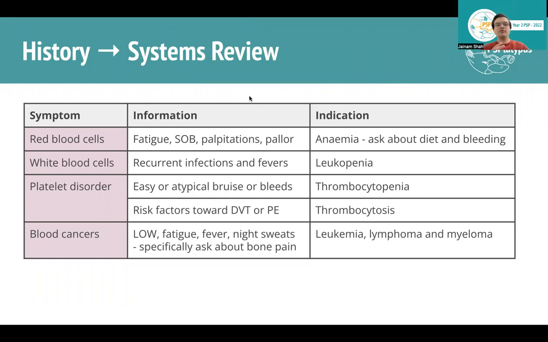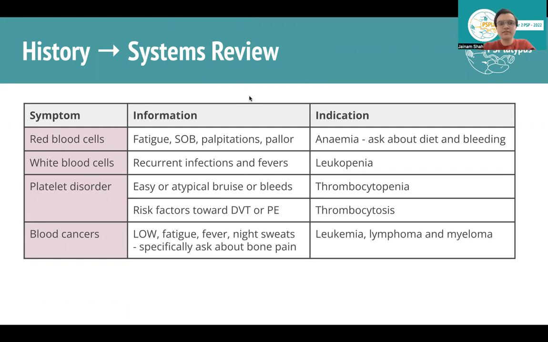I've broken it up into the different types of cells that you're targeting. So, for example, if you're thinking about a red blood cell problem, you're thinking about too little or too much. Same thing with white blood cells, same thing with platelets, and of course, your malignancies. With all of these, I've tried to group them into the main questions you want to ask, and that can be big red flags.